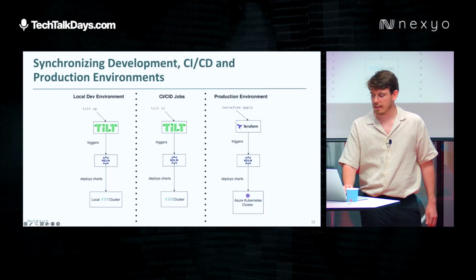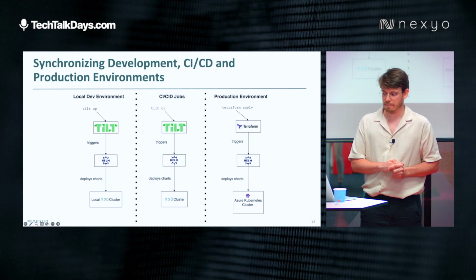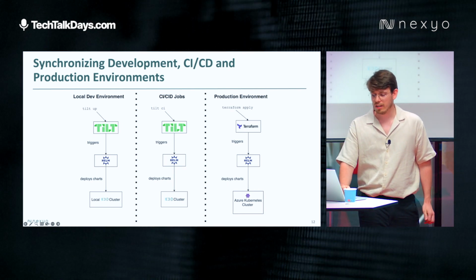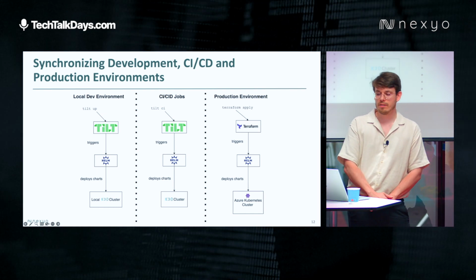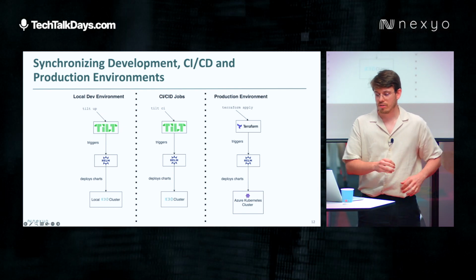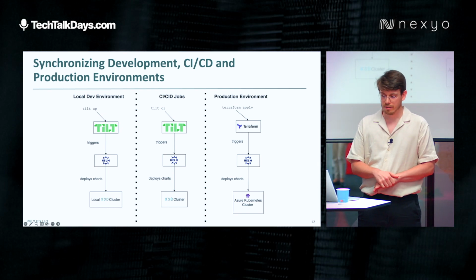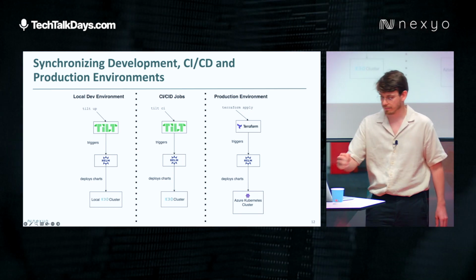Next, Tilt allowed us to synchronize dev, CI/CD and prod environments. It really turned out to be the missing puzzle piece that enabled us to synchronize our local dev and production workflows. K3D takes over the role of a production cluster, while Tilt controls deployment like Terraform would in production.